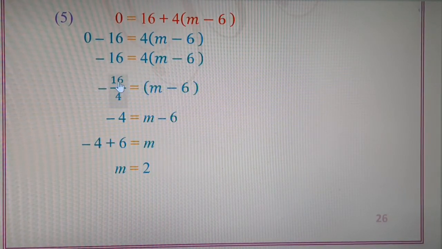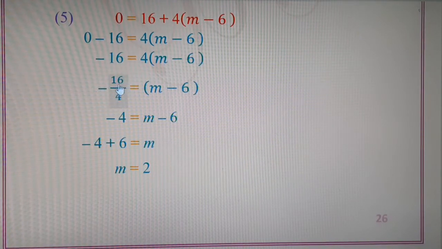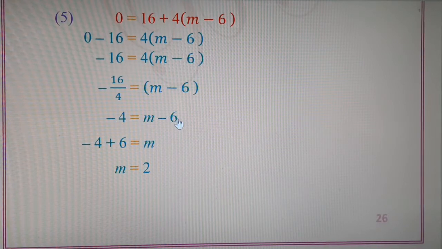And in the left hand side we will solve 16 upon 4 by simplifying it further, and the denominator 4 can be cancelled using 4's table and the numerator 16 can be cancelled using 4's table. So 4 1s are 4, 4 4s are 16. 4 is cancelled and 1 is written, 16 is cancelled and 4 is written. So in the next step we will get minus 4 upon 1, or only minus 4 we can say. So minus 4 is equal to m minus 6. Since we have to find the value of m, m has to be kept alone.